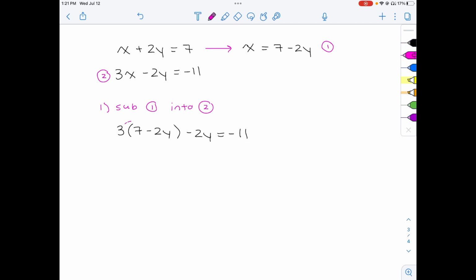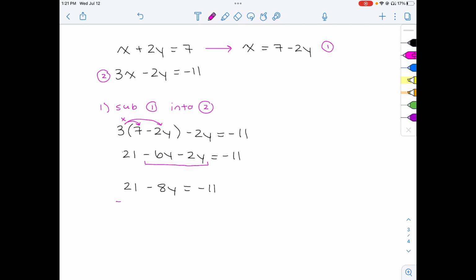For the first term here, I need to use the distributive property and multiply 3 by both of these terms inside the bracket. So I will have 21 subtract 6y subtract 2y is equal to -11. And then same as in the previous examples, I'm just collecting like terms and then I'm going to isolate. The only difference here is that I'm isolating for y first and then finding x, but otherwise the steps are the same. So I will have 21. I can combine the y terms because they are like terms. So -6y subtract 2y is -8y. And then on my right side, I still have -11.